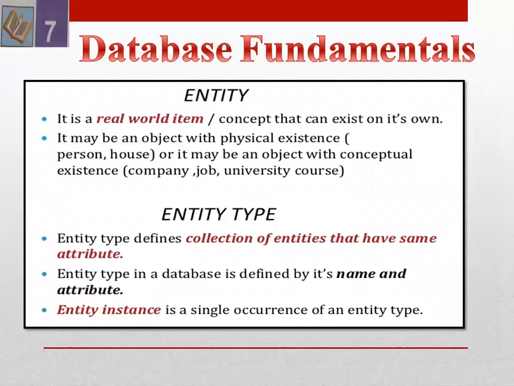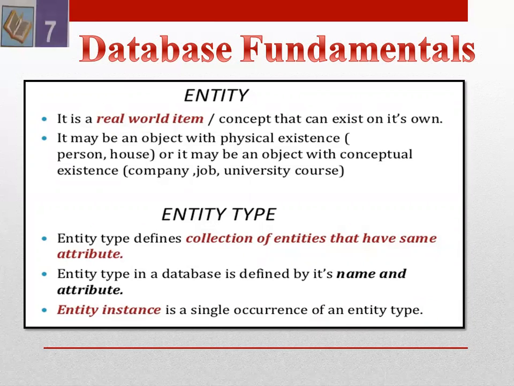So entity, it is a real world item, concept that can exist on its own. It may be an object, or it may be an object with conceptual existence: company, job, university, course. An entity type defines a collection of entities that have the same attributes. An entity type in a database is defined by its name and attributes. An entity instance is a single occurrence of an entity type.